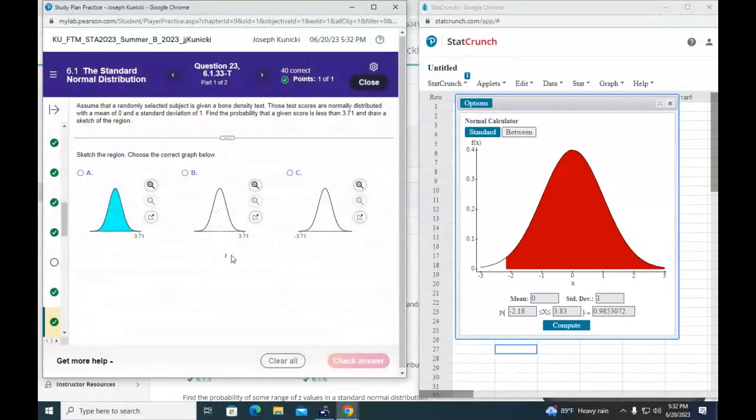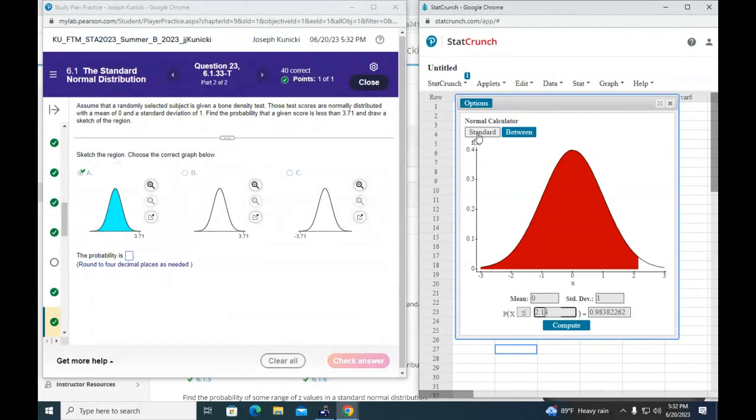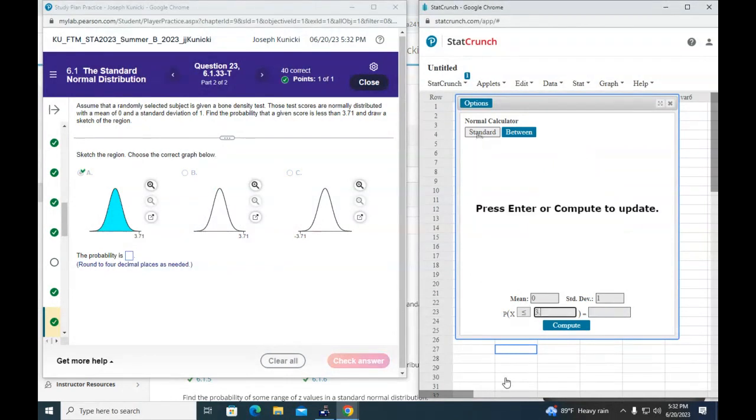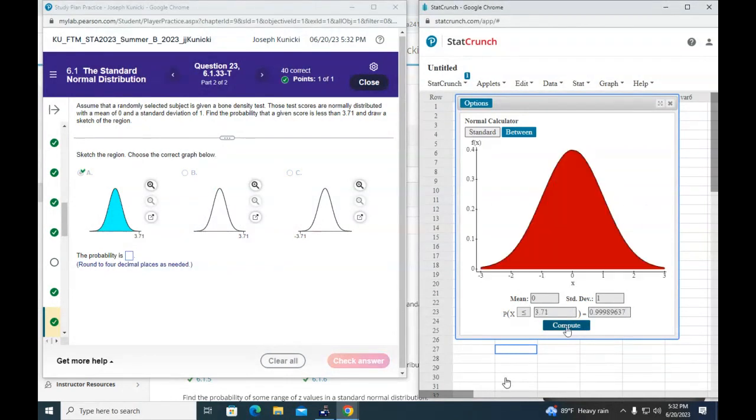That's 32, 33, less than 3.71. That's easy, right? A. Only now I have to go back to standard, less than 3.71. It's going to be almost 99.